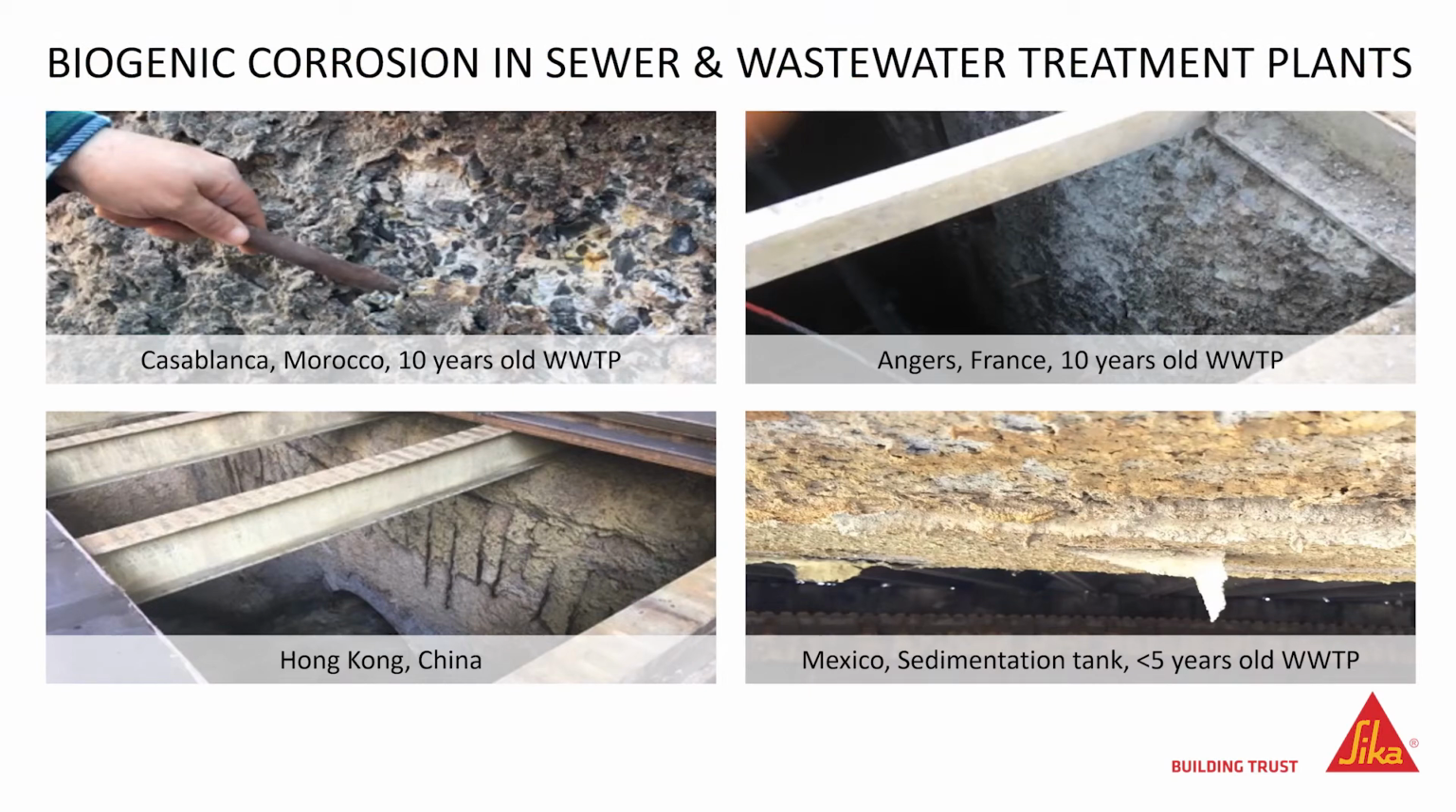In this slide, there are 4 examples of concrete damage caused by biogenic corrosion from around the world. This type of damage can occur quickly, as shown in the photo in the bottom right. The concrete has decayed underneath a bridge in a primary sedimentation tank. This photo was taken in a plant near Mexico City less than 5 years after commissioning.